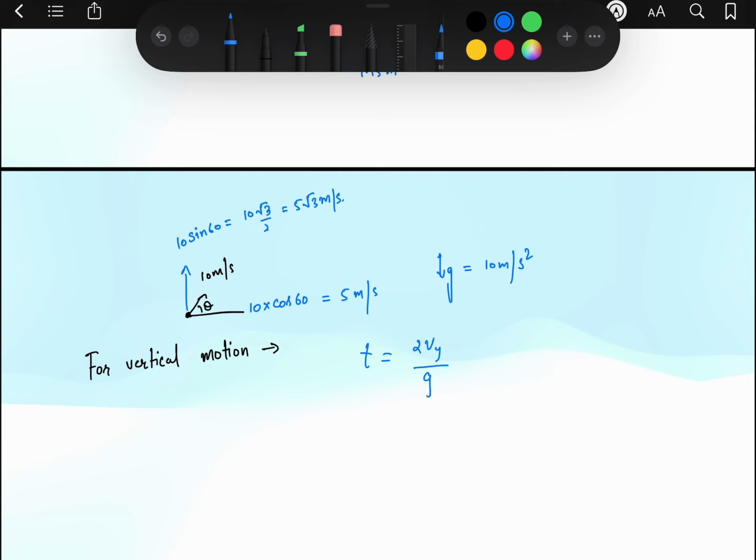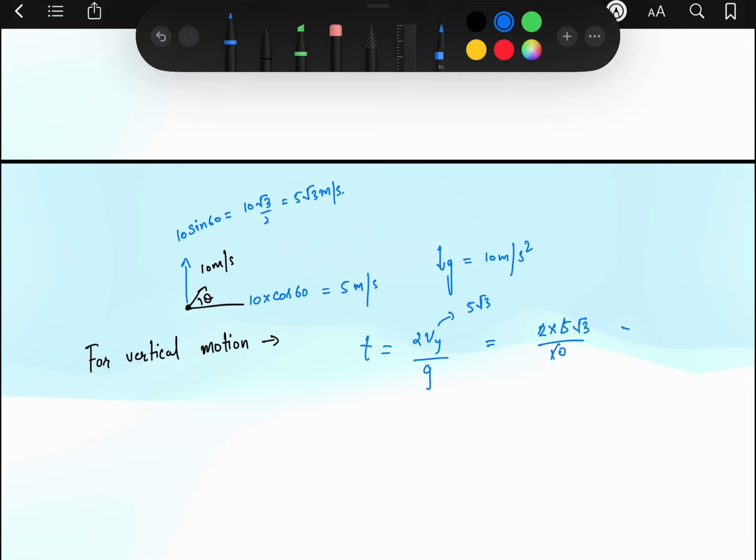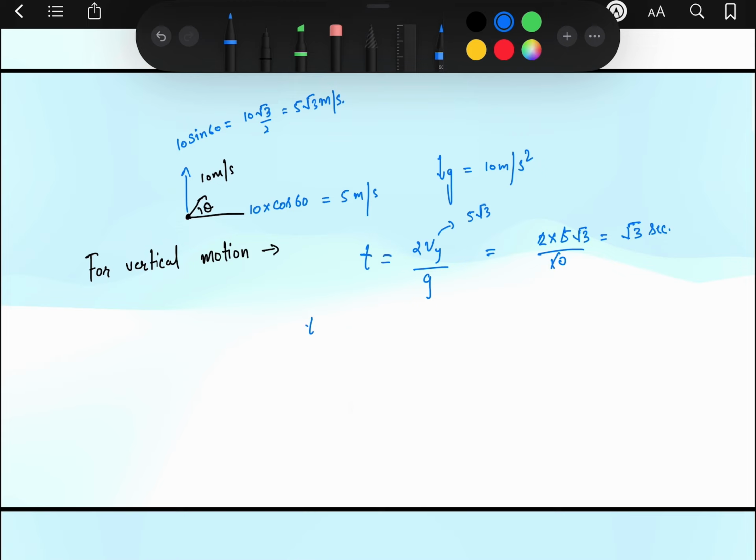Here I can put the value of vy. Vy will be the vertical component, 5 root 3 meter per second. So our time period will be equal to 2 into 5 root 3 divided by 10, that is equal to root 3 seconds. This means the ball is in the air for a time period of root 3 seconds.